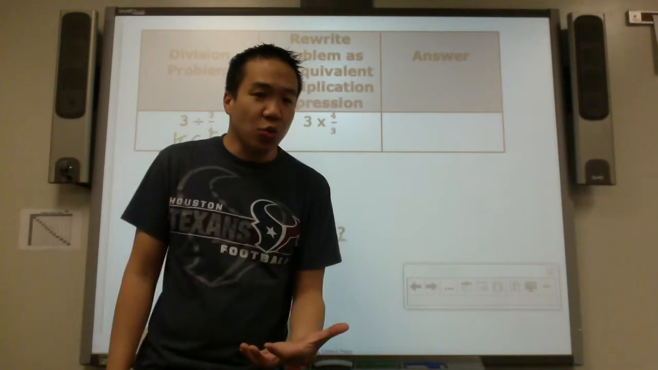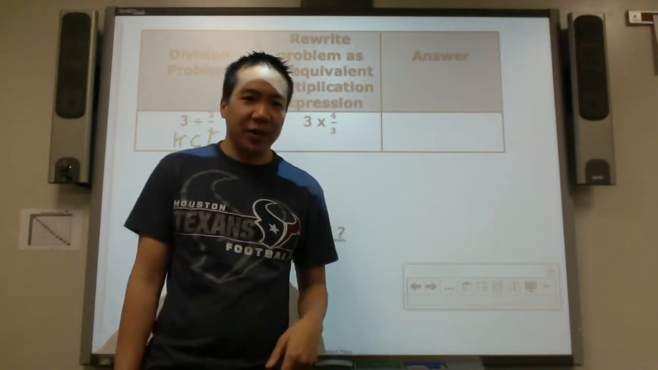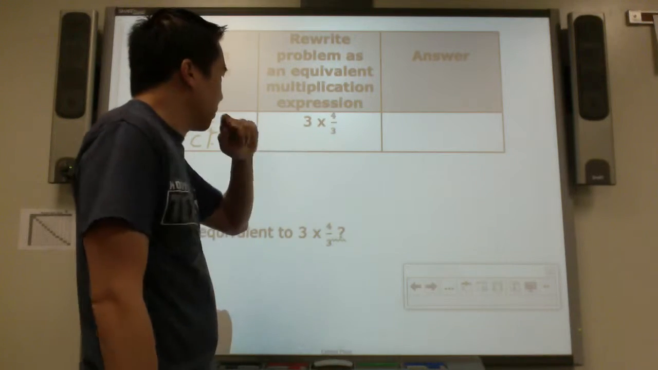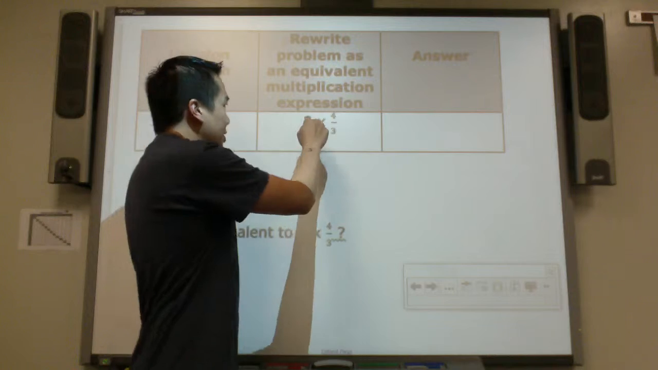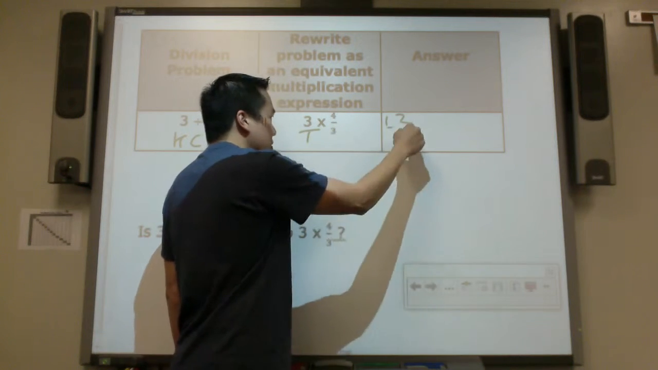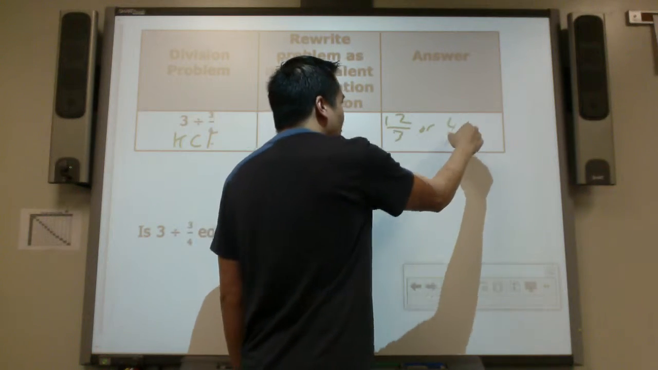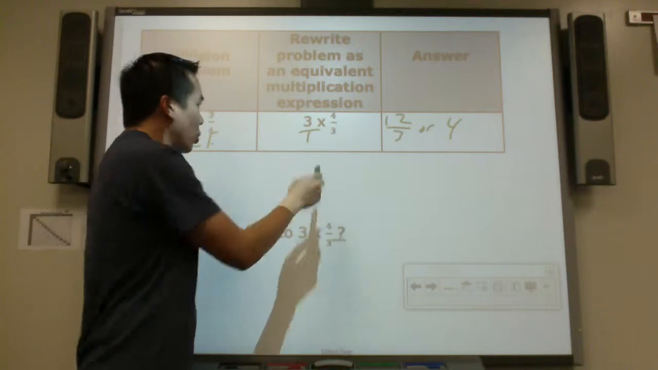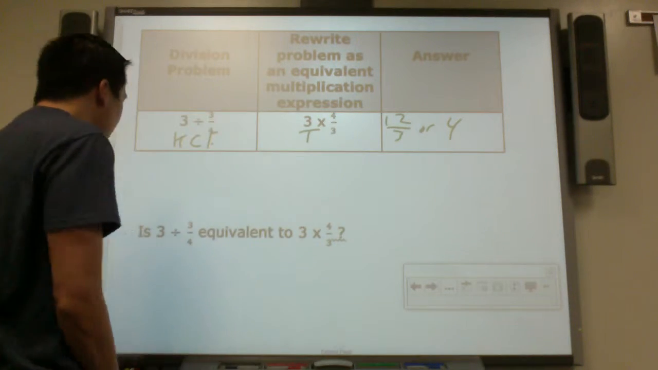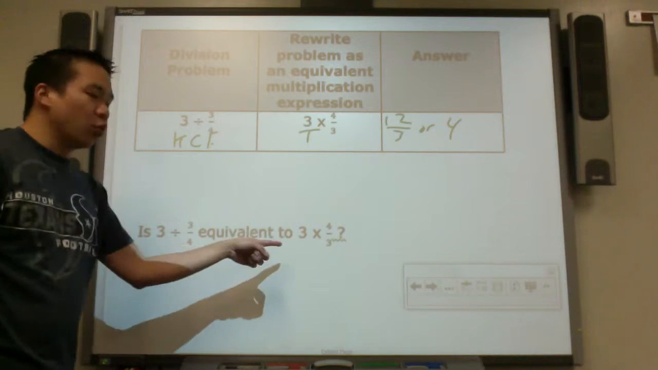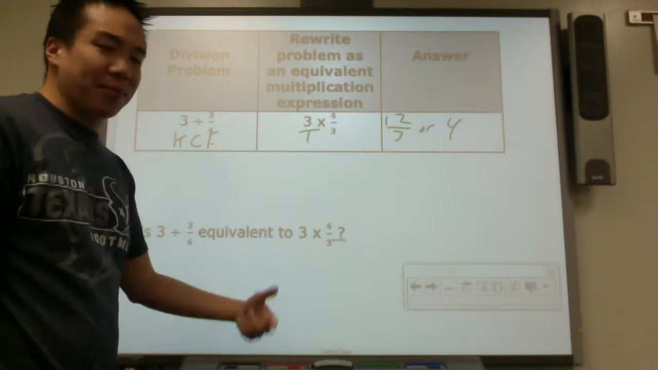Do you like Ethan's way or do you like Connor's way? You know what? I like Ethan's way. I'm Team Ethan. So I'm going to put a 1 right here. 3 times 4 is 12. 1 times 3 is 3. 12 divided by 3 is 4. If you like Connor's way, you would just multiply 3 times 4 is 12 over 3. So is 3 divided by 3/4 equivalent to 3 times 4/3? Are they the same thing? It is.